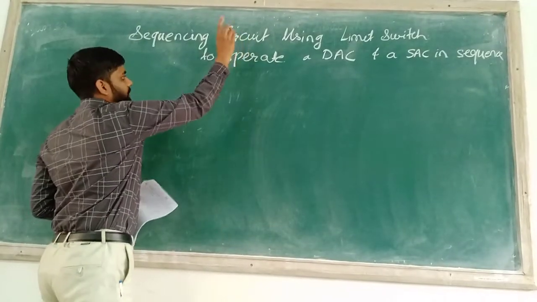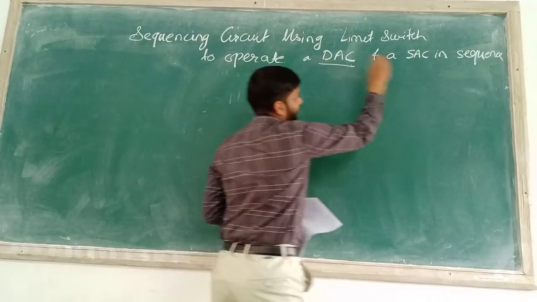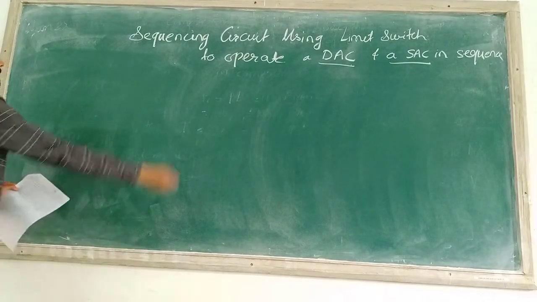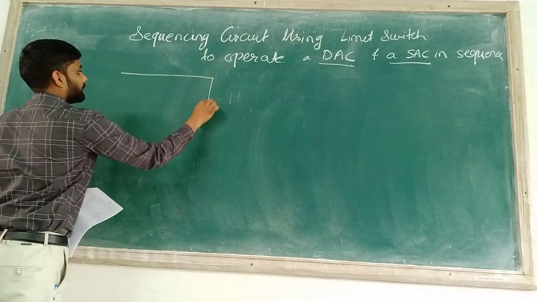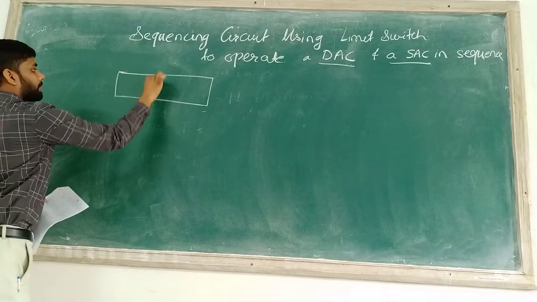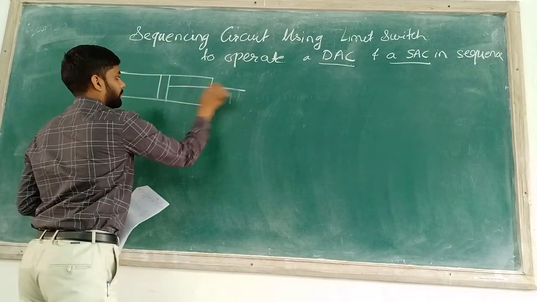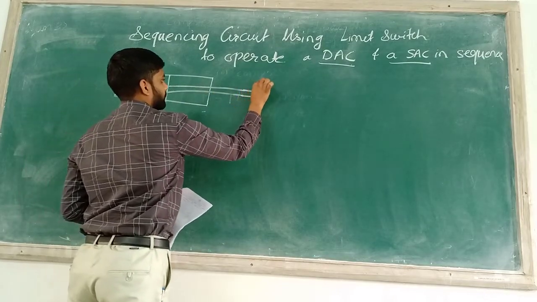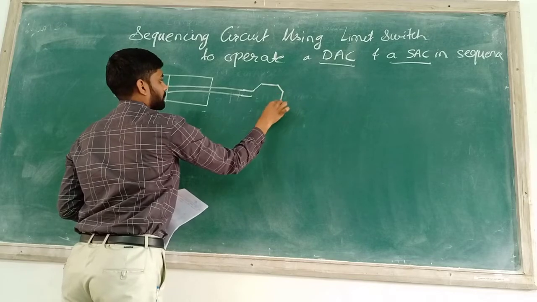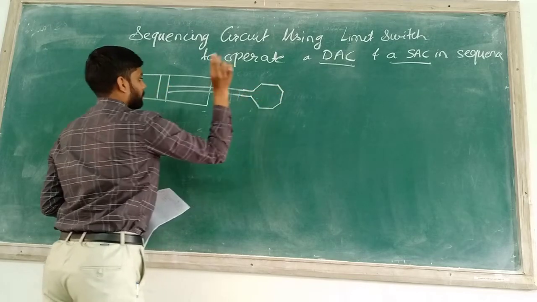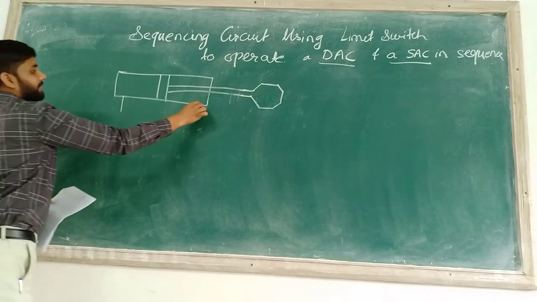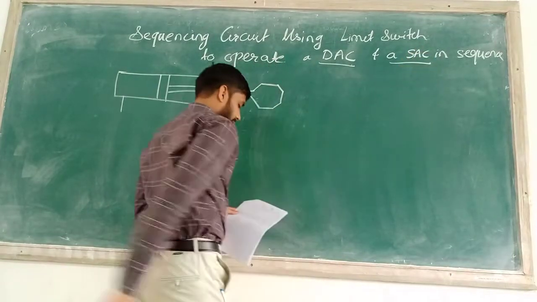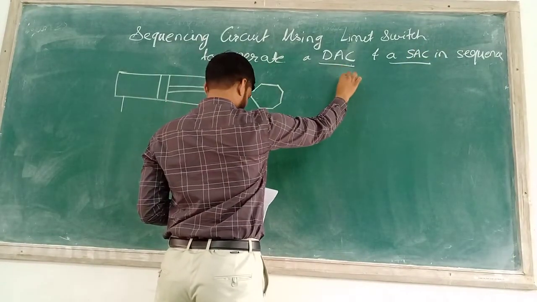So what are the components of this circuit? It has a double acting cylinder and a single acting cylinder. So here I am going to draw the double acting cylinder. Here at the end of this connecting rod, we are going to connect the cap here. Okay, so it is our double acting cylinder. Also the circuit has a single acting cylinder, so here I am going to draw a single acting cylinder.